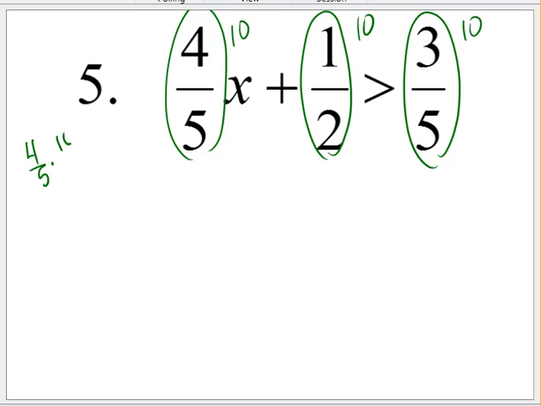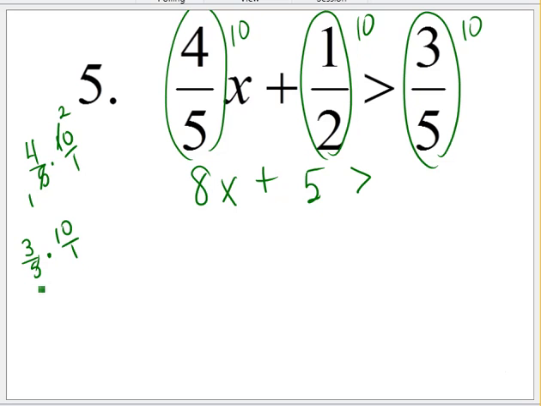4/5 times 10 over 1. Cross reduce, I end up getting 8. So I have 8x plus half of 10 is 5 is greater than, go ahead and multiply 3/5 times 10. Cross reduce, and we end up with 6.